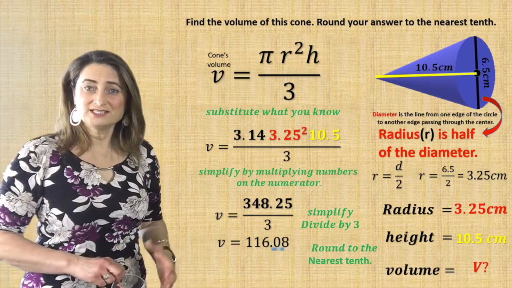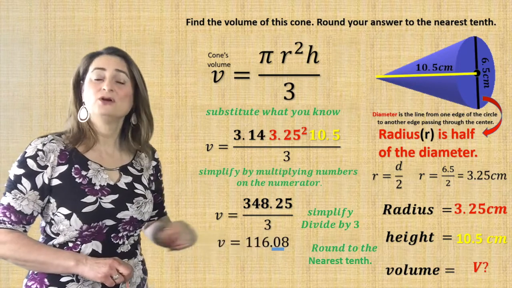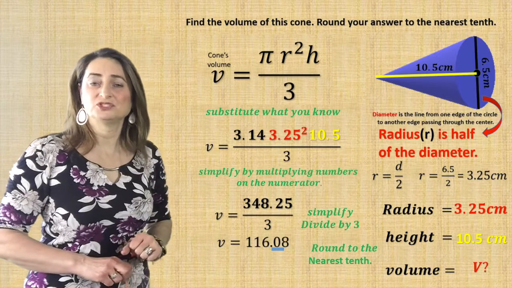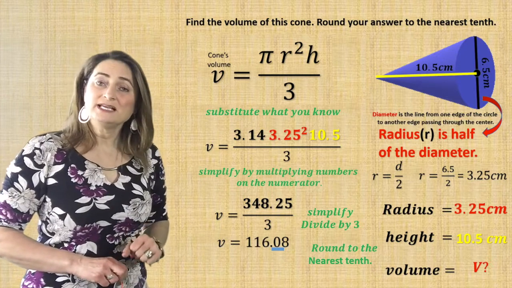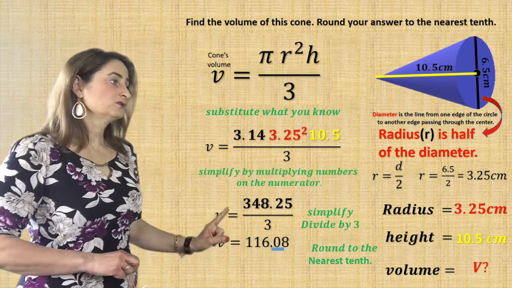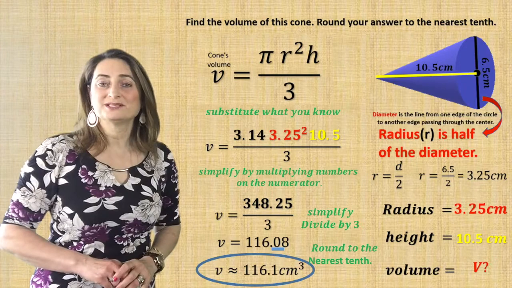but I need to round it to the nearest 10th place. So which digit is the 10th place? It's the 0. Does it stay the same or does it go up 1? It all depends on the 100th place, which is the 8. Since 8 is more than 5, then the 10th place goes up 1. So the volume is 116.1 cubic centimeter.